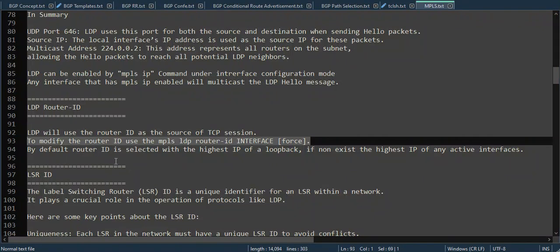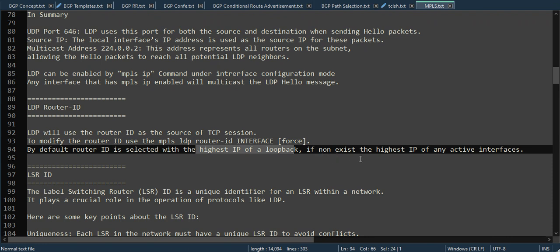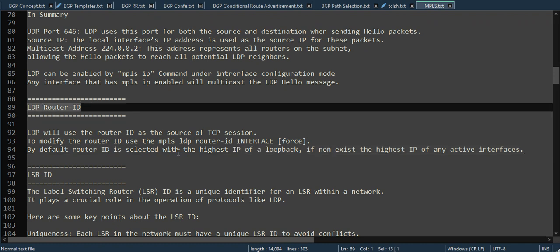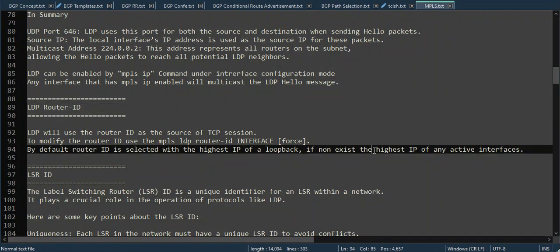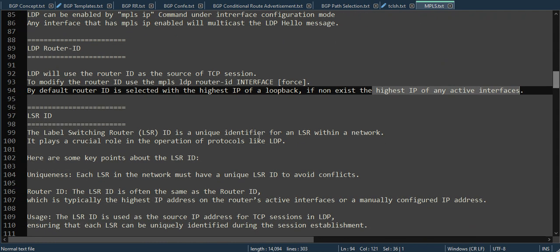By default, the router ID is selected as the highest IP address of a loopback. If a loopback doesn't exist, the highest IP of any active interface will become our LDP router ID. If there is no loopback, then it will choose the highest IP address of any active interfaces, or interfaces that are in no shut state.